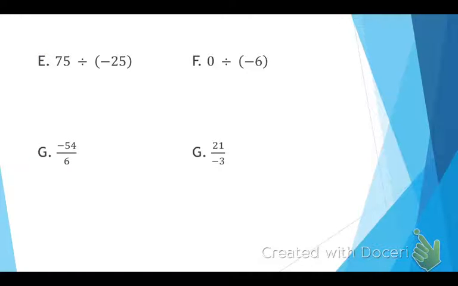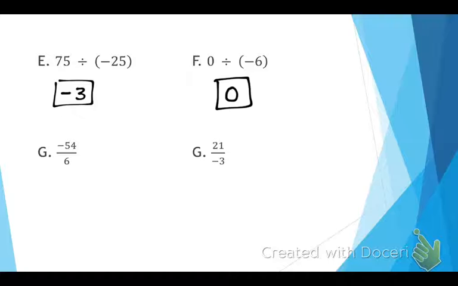Holly, 75 divided by negative 25. How many negative signs are there? 1. So my answer has to be? It's going to be negative. And how many times can 25 go into 75? 3, and then our final answer is negative 3. Micah, 0 divided by negative 6. Very good. Okay, it's going to be 0, not negative 0. Class, why is it not negative 0? 0 can't be negative or positive. 0 will never be negative or positive.